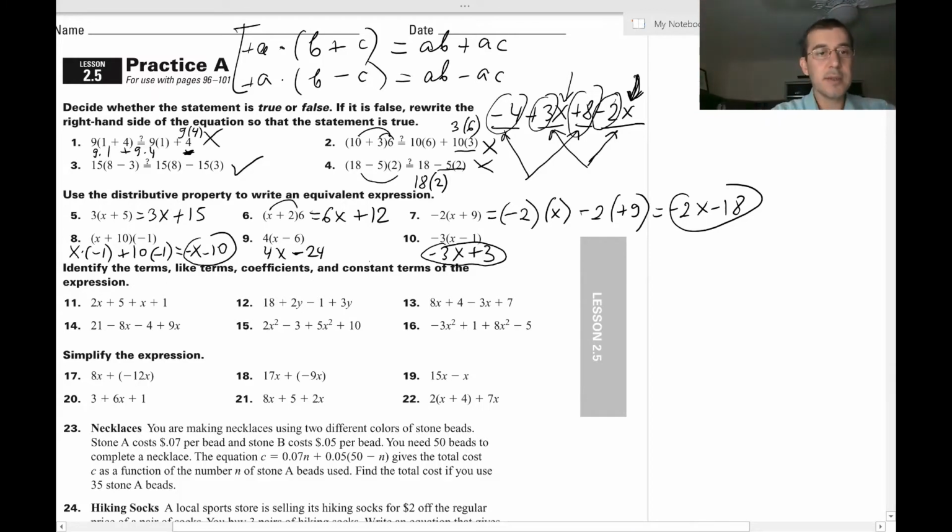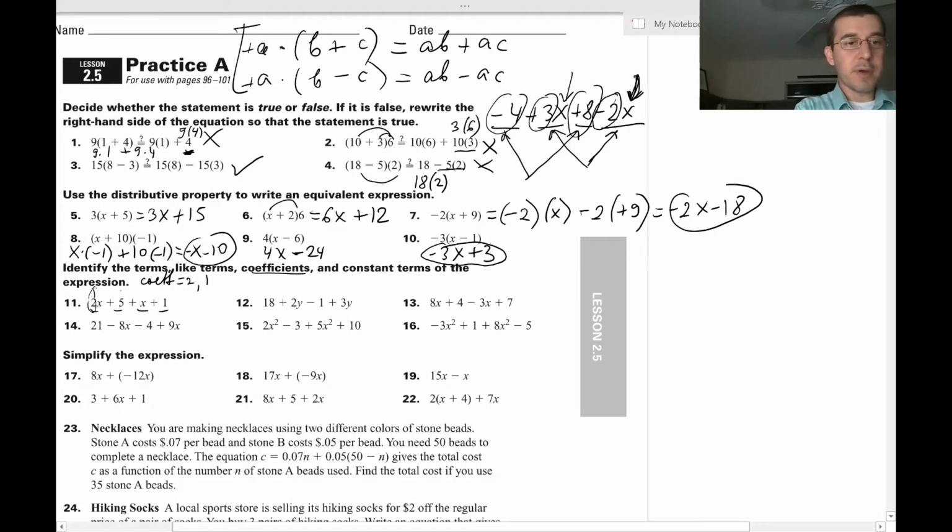11 through 16, identify the terms, like terms, coefficients, and constant terms of the expression. What are the terms? All of them are the terms. 2x, 5x, 1. Coefficients are 2 and 1. So let me write it here. Coefficients are 2 and 1. 2 in front of the x, and then 1 in front of the x. There's always 1. We don't write the 1, right? Because 1 times x is x.